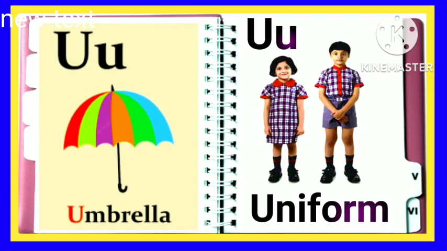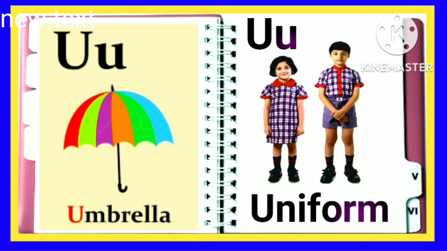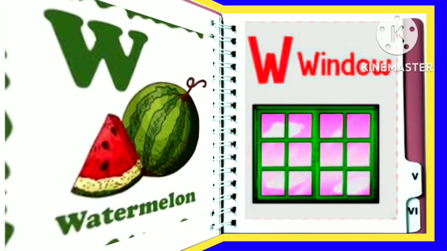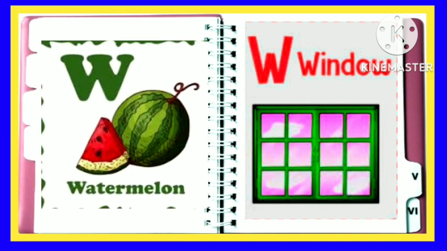U for umbrella, U for uniform, U for umbrella, and U for uniform. V for vase, V for van, V for vase and V for van. W for watermelon, W for window, W for watermelon and W for window.